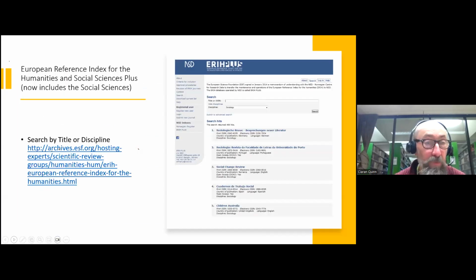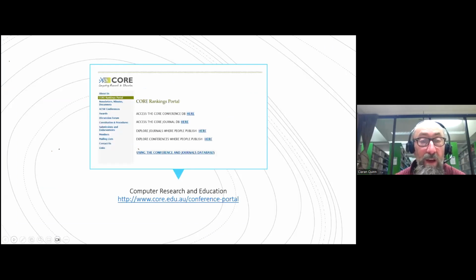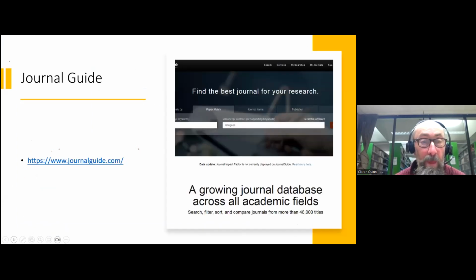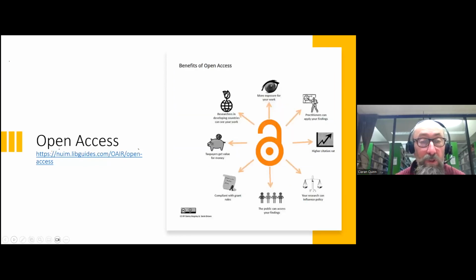This is the European Reference Index for the Humanities and Social Sciences. Again, have a look in there. It'll give you listings of journals, and again, might give you some ideas of places you can publish in, and have links there for that. Core, another one, Computer Research and Education. Another journal guide, journalguide.com, find the best journal for your research, and this is a growing database, so that could be useful. So lots of these tools out there. I suppose they want to help you and they want your content, so they're putting the tools out there.